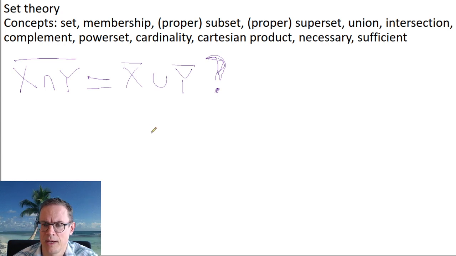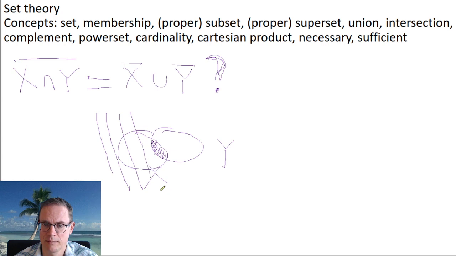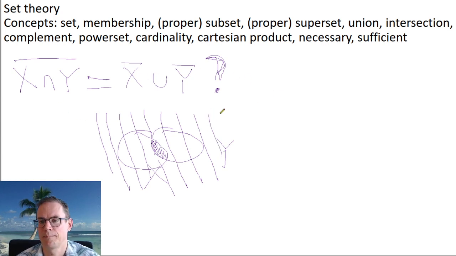So let's draw the Venn diagram of X, the Venn diagram of Y, and first we take the intersection of those two, which is this little area there, and now we want to know the complement of this particular little area. So the complement of the little area is everything except that little area. So that is the complement of the intersection of X and Y. Now let's see if that's the same as the union of the complement of X and the complement of Y.